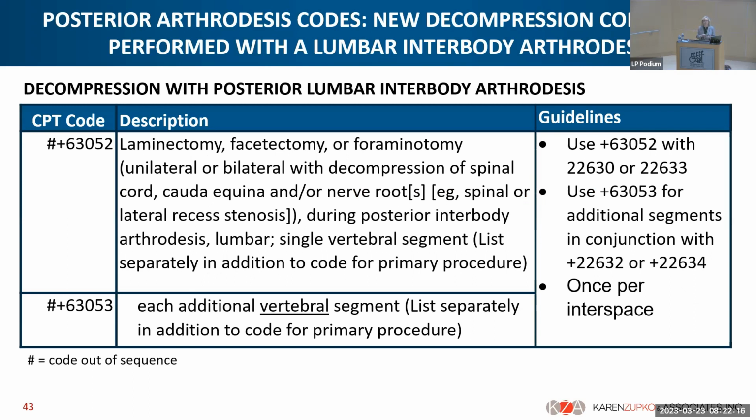So I've run that by the AANS. They agree that it's appropriate to bill the 63052 instead of 63012, in order to get paid at least something for the additional work that you do, taking the pars defect, decompressing the spine at that level. Otherwise, you're going to get paid nothing for that additional work. So make sure that you keep that in mind.